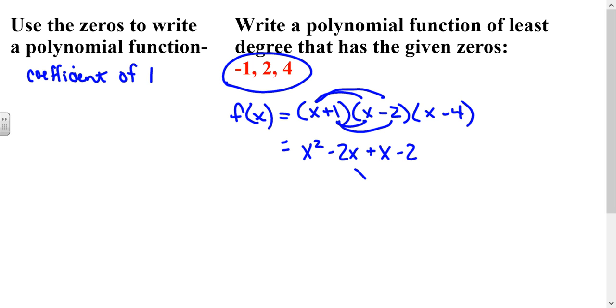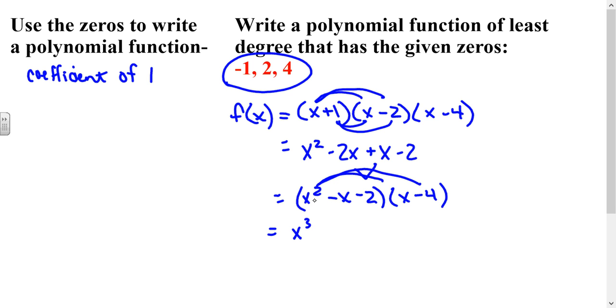And then I can combine these together. So I would get x squared minus x minus 2. And then I still have to multiply that by x minus 4. So now I'm going to distribute these. So I have to take x squared times both terms, which would give me x squared times x would be x cubed. x squared times negative 4 would be negative 4x squared.